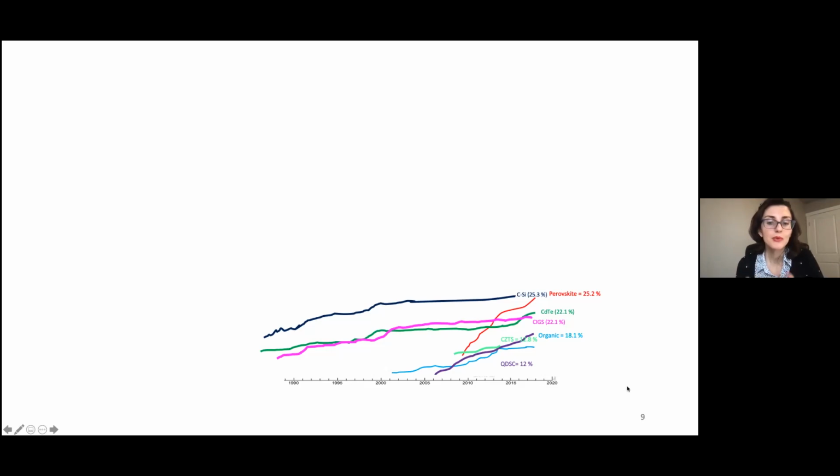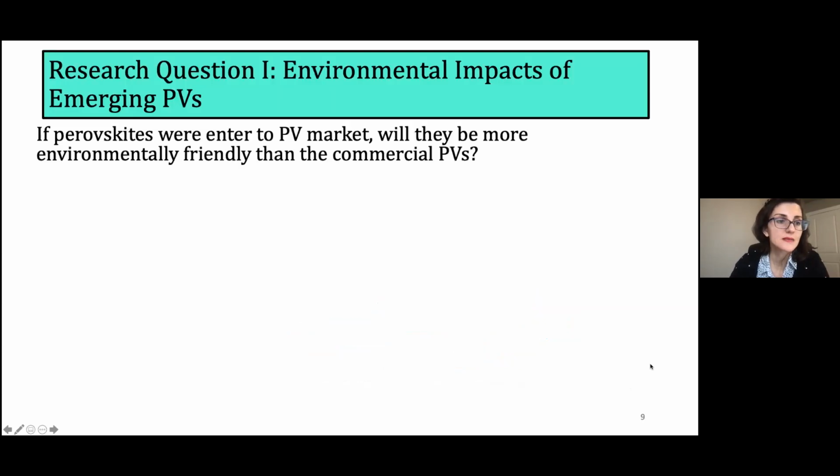While perovskites are showing potential to enter the PV market, the question that comes to mind is: will they be more environmentally friendly than the commercial PV technologies? Would it really make sense for us to switch from conventional PVs to these new PV technologies from an environmental point of view?